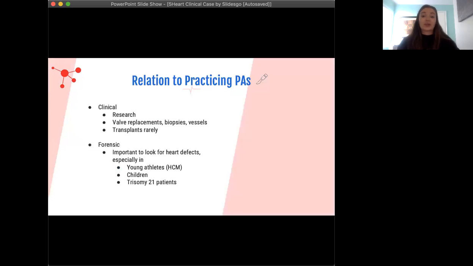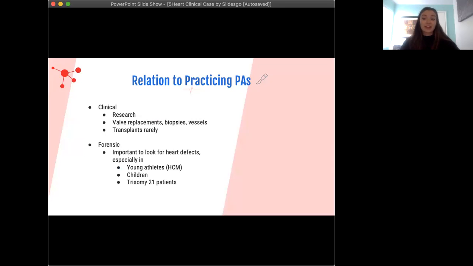So heart defects can relate to practicing PAs more than we realize. Of course, we're not going to see total heart transplants at the clinical bench every single day, but we might every once in a while, and it's important to be prepared for that. As we know, PAs are getting more and more involved in research every day, so that's always a possibility as well. You know, maybe working at a children's hospital in an area where congenital heart defects are common, you might find yourself involved in some sort of research that way. More commonly, valve replacements, as well as biopsies in vessels with the heart.